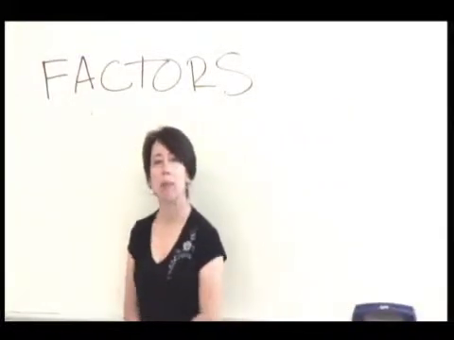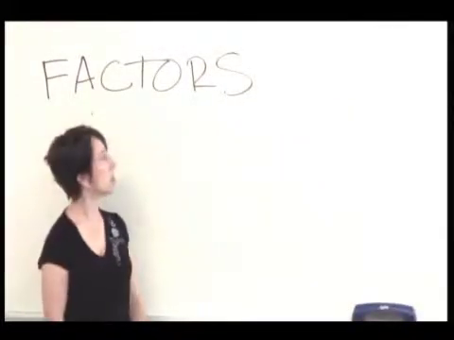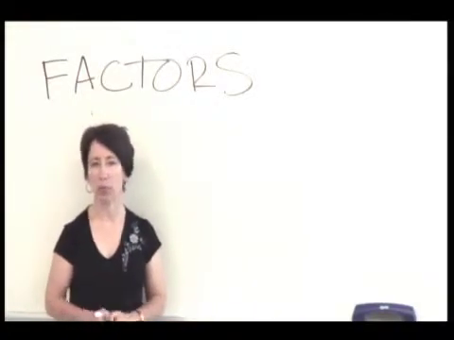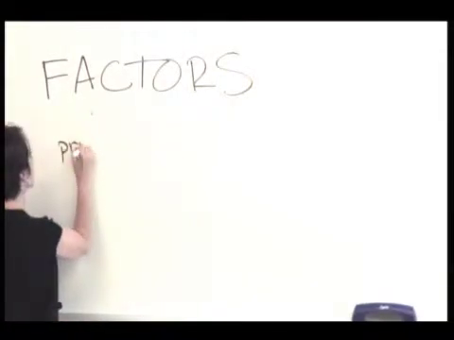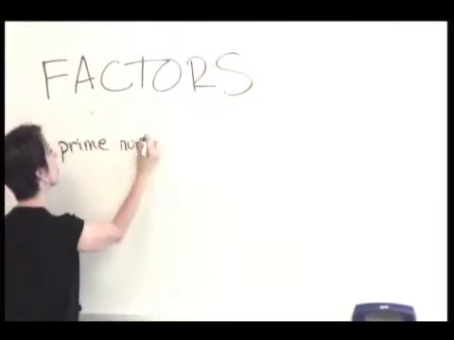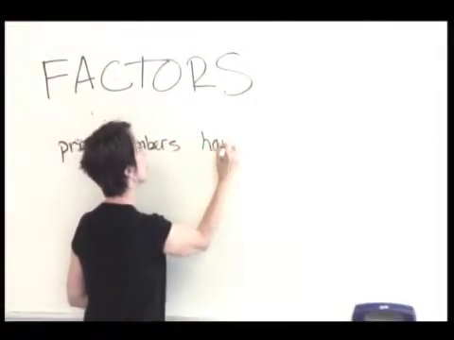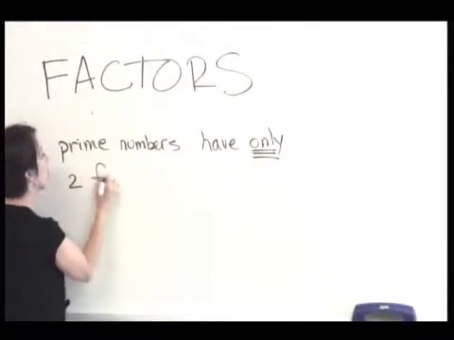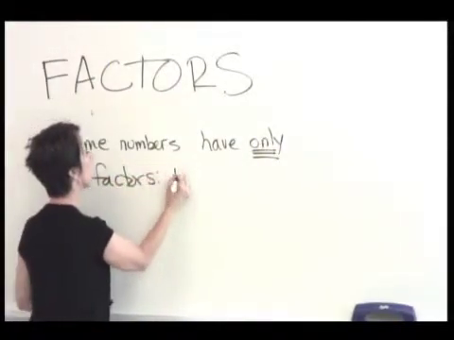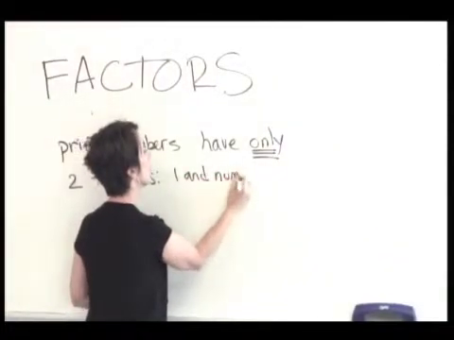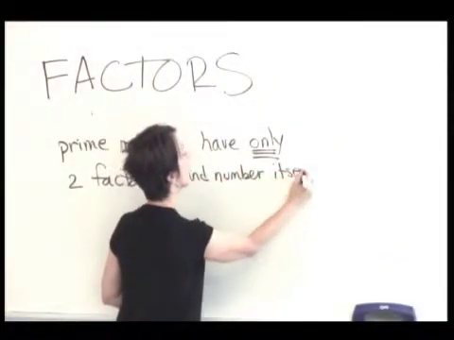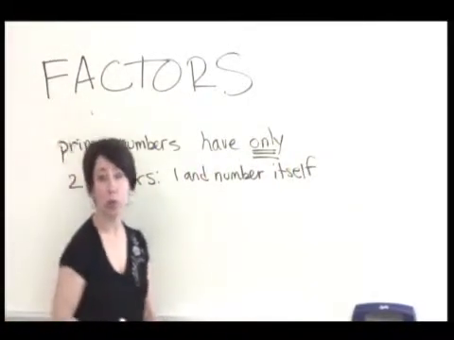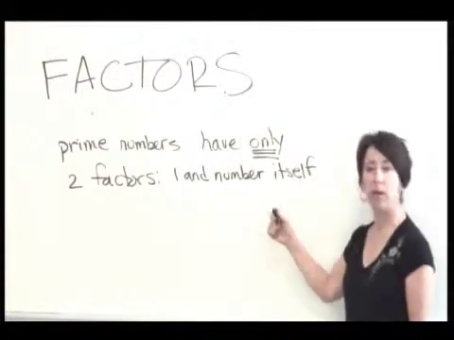We're going to talk about prime factorization. And before we can talk about prime factorization, we've got to define prime numbers. Prime numbers have only two factors, 1 and the number itself.